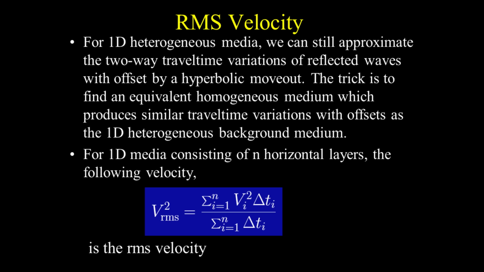For 1D media consisting of N horizontal layers, we can introduce this new velocity, where delta Ti is the one-way vertical travel time through layer i. This formula allows us to predict similar travel time variations with offsets for a 1D medium at a given interface. This equivalent velocity is known as the RMS velocity, or root mean square velocity.